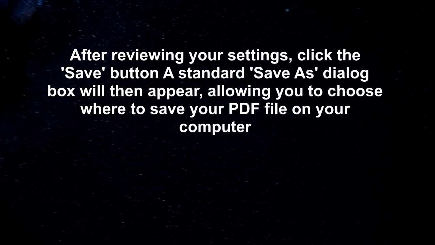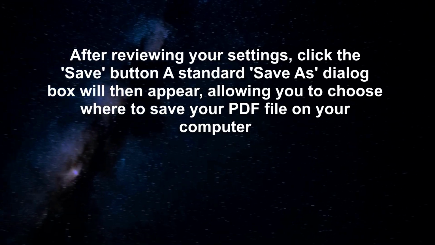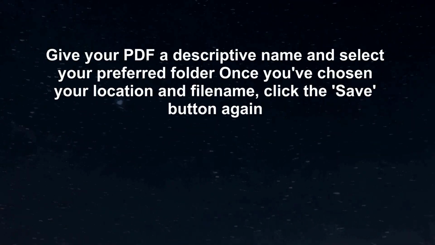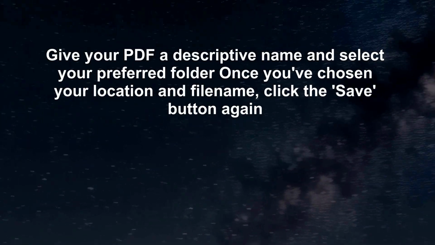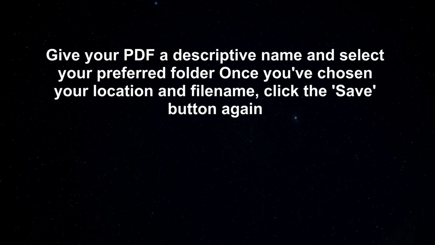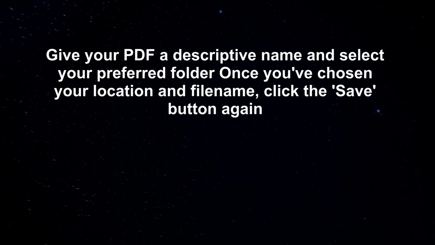A standard Save As dialog box will then appear, allowing you to choose where to save your PDF file on your computer. Give your PDF a descriptive name and select your preferred folder. Once you've chosen your location and file name, click the Save button again.